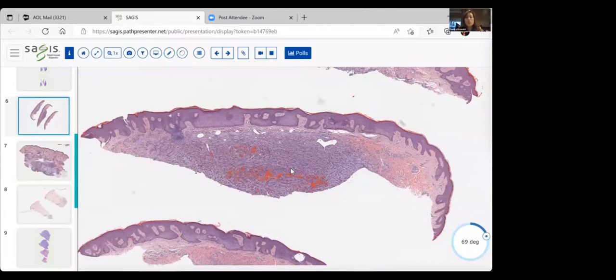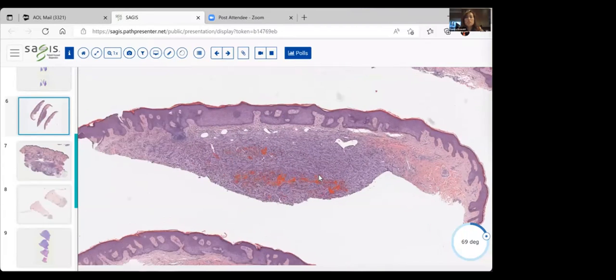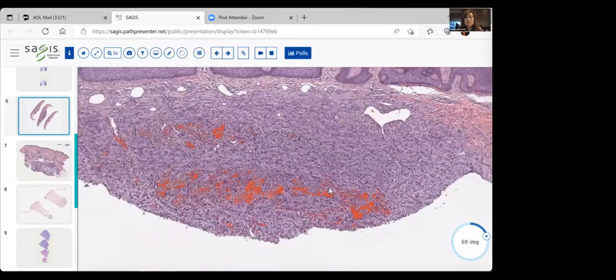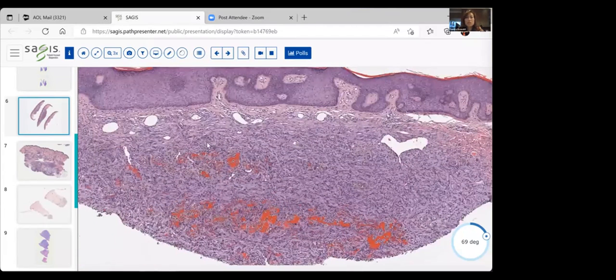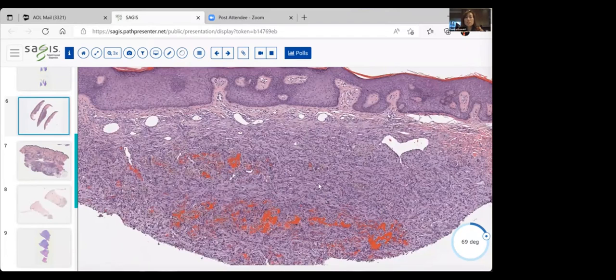So here below, what are we looking at? We're seeing a diffuse proliferation. In this case, more of a spindled population of cells going in somewhat of a curlicue fashion. So spindled cells or plump spindled cells. The other notable feature in this area here is a lot of extravasated red cells. Very helpful. A lot of red cells.